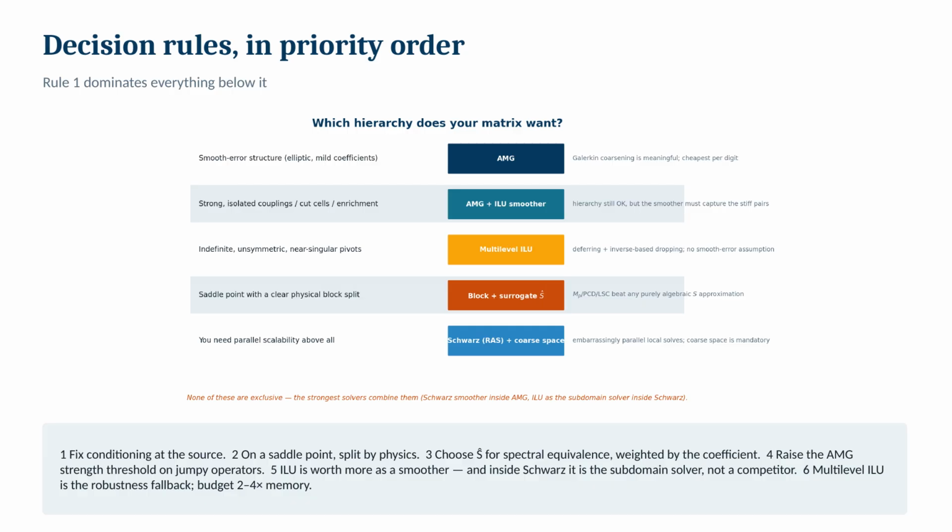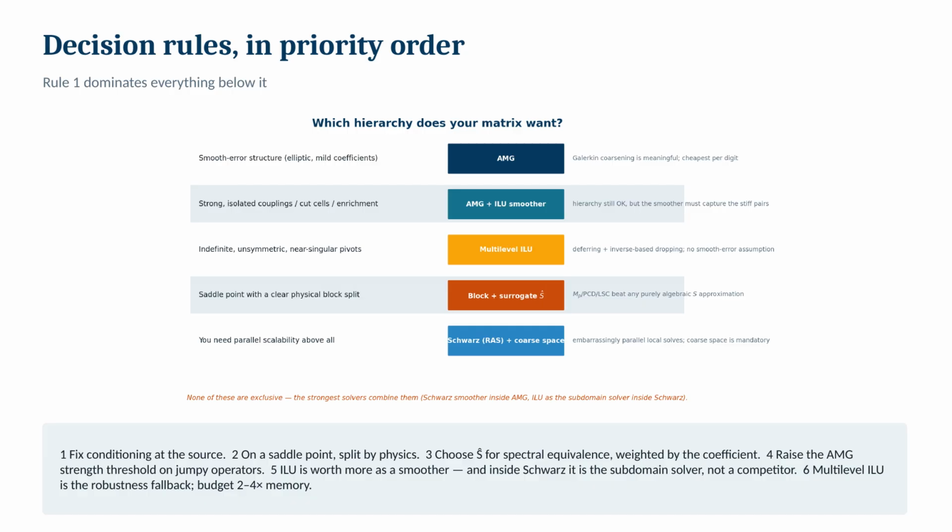2. On a saddle point, split by physics first. Block triangular preconditioning with a good Schur surrogate, and AMG on the resulting pressure operator. Go monolithic only when there is no good surrogate available. 3. Choose the surrogate for spectral equivalence, and weight it by the variable coefficient. That's slide 17. A density-weighted mass matrix instead of a plain one.